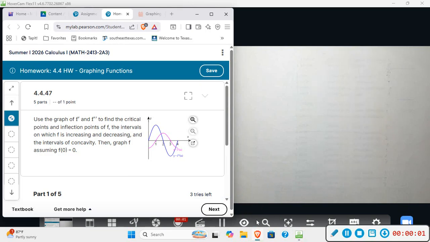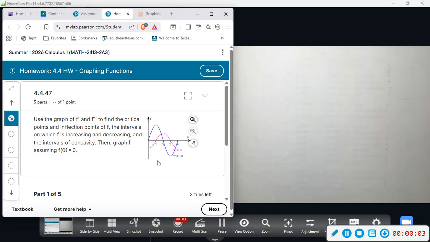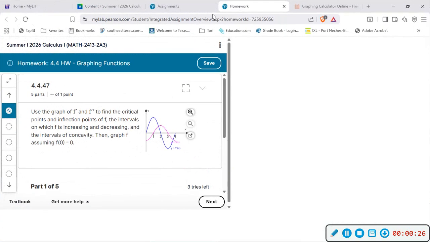All right, question number 15. We want to use the graph of f prime and f double prime to find the critical points and inflection points of f, the intervals on which f is increasing and decreasing, intervals of concavity, and then we're going to graph it assuming that f of 0 is equal to 0. All right, so I'm going to make this full screen so we can see it a little bit better.